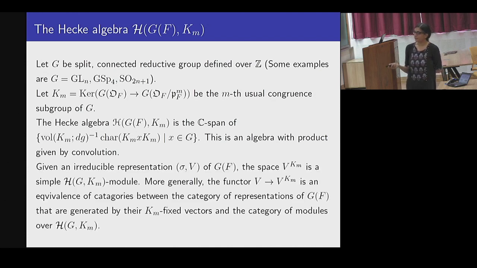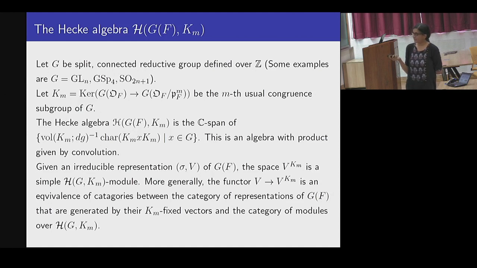So why is this of relevance in the representation theory of p-adic groups? Given an irreducible representation, you can look at this space V^{K_m}. If the representation is irreducible, and if this space is non-zero, it becomes a simple H(G, K_m)-module.